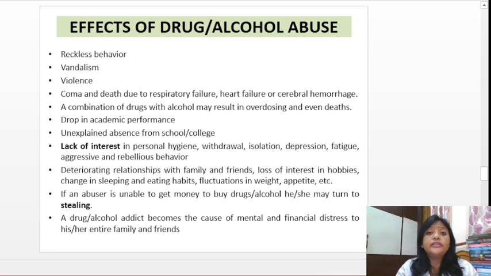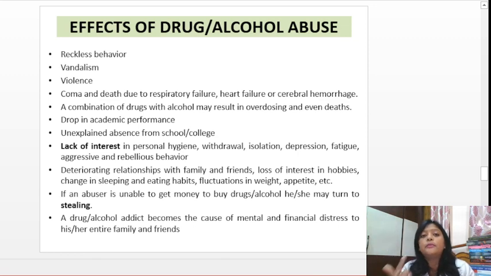Also it may lead to coma and death. Sometimes it may lead to heart failure, or it may affect the brain. Cerebral hemorrhage can occur also. Basically, remember this: too much can lead to coma and death. We know that coma can lead to death. Also respiratory failure, because too much alcohol and too much smoking can cause respiratory failure, and heart failure because of drugs and too much blood pressure. It can also reach the brain and cause cerebral hemorrhage.